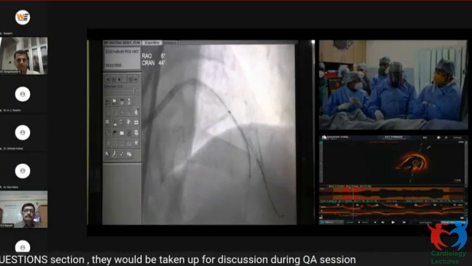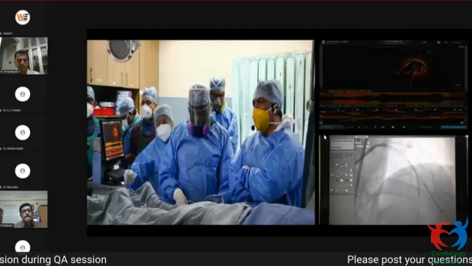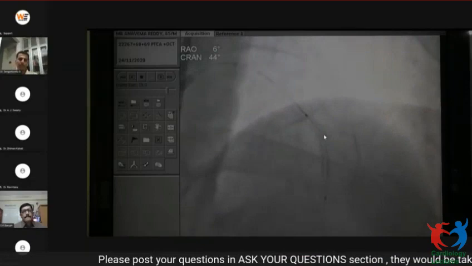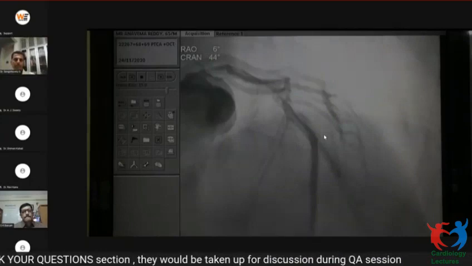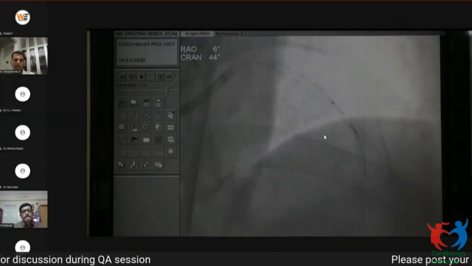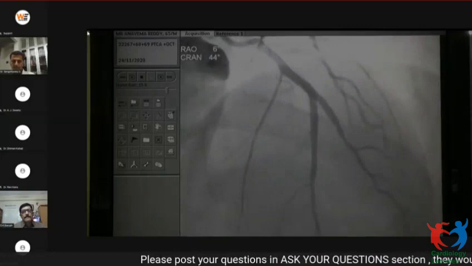28 into 2.75 mm stent. Go to the next. And LAD and diagonal. This is a part. Can you see, right? Next.